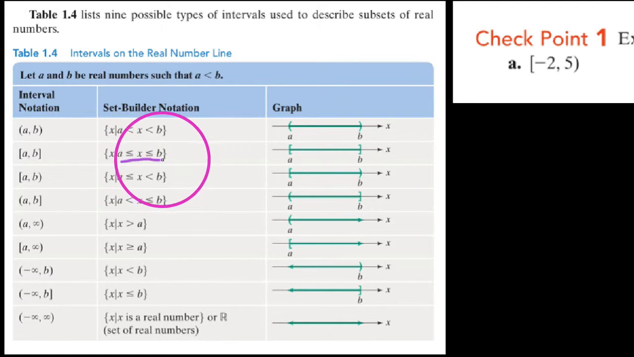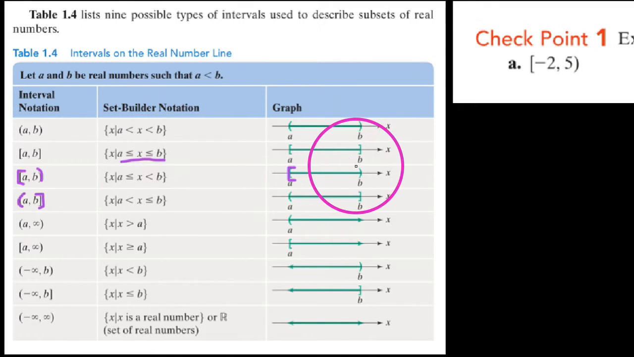This is x is some number between and including the endpoints a to b. We could have an inclusive on one side and exclusive on the other, both ways with a and b here. So you'll see that we have a bracket here but a parenthesis here, and then vice versa is true on this one here. We have a bracket on the right side and a parenthesis here. We would exclude that. So here come our infinite sets.